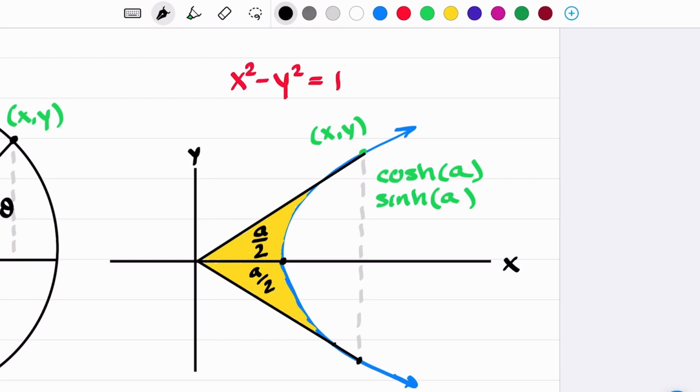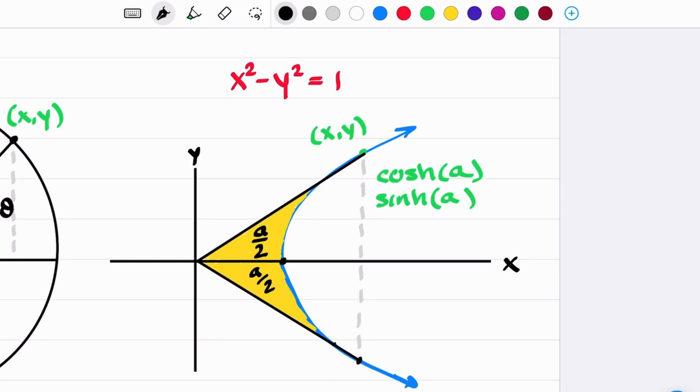Now you'll notice that the parameter here is a and not theta, and that's because we're not actually relying on an angle this time, but instead an area. So we take in an area of a being the yellow shaded region here. We have half the area above and half the area below the x-axis, and we're saying that for a given area, if we've swept out this much area, what point swept out that area? And that would be this point that we drew, (x, y).